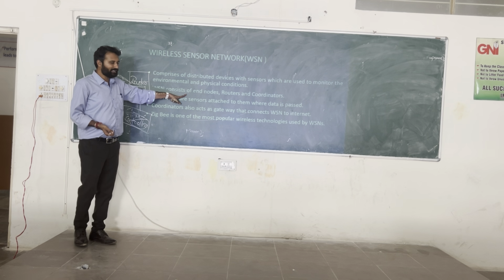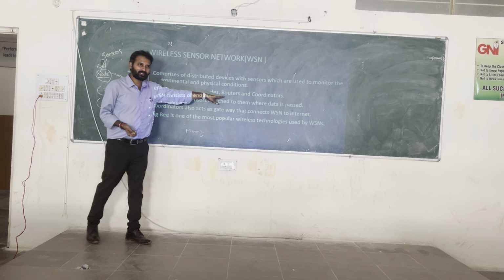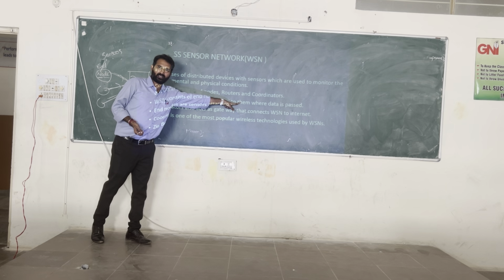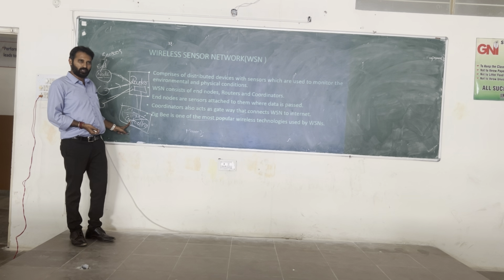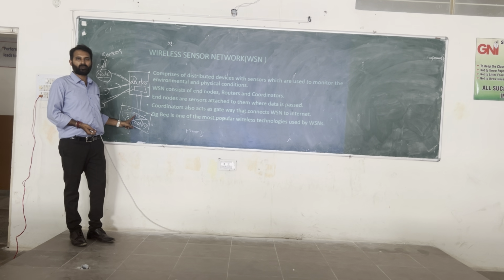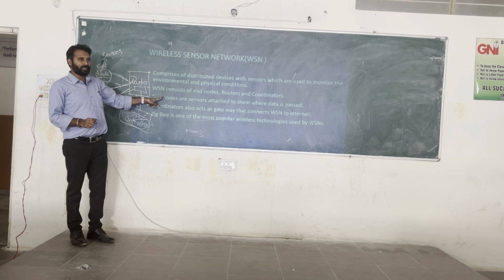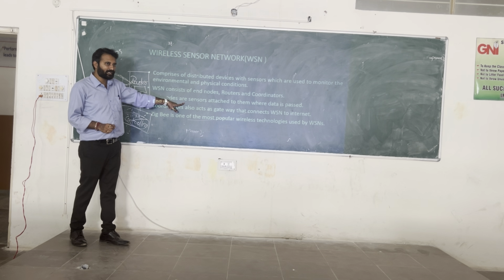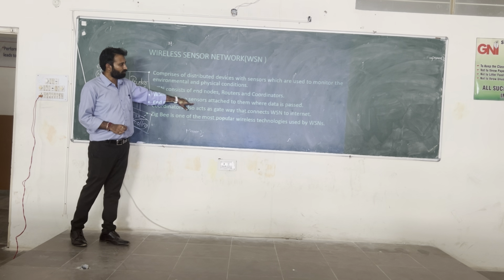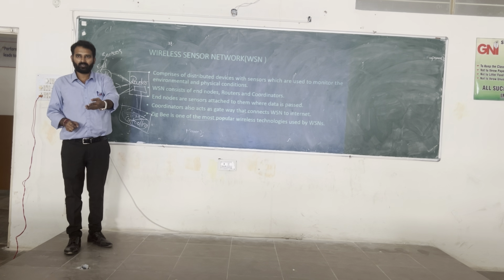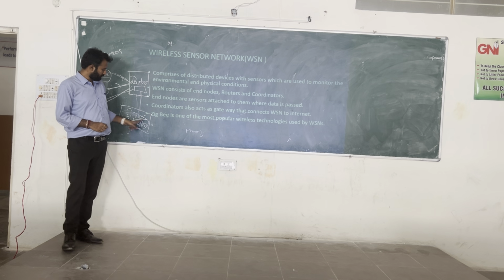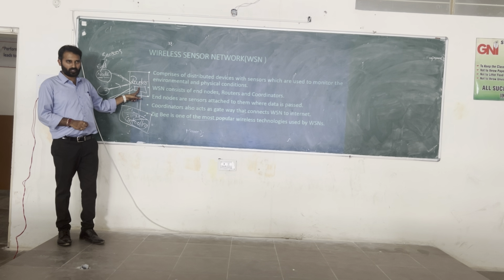End nodes are nothing but sensors, and what do they consist of? Routers and coordinators or controllers. You call them a coordinator, you call them a controller, same thing. So with the end nodes you have sensors, and what are they doing? They will pass the data. To whom will they pass the data? The coordinator, via a router.